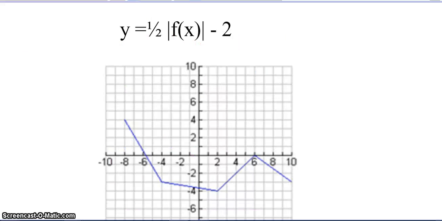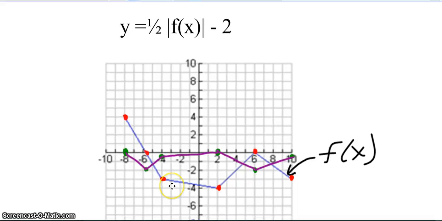Okay, last one. So here I've given you a picture of a function. We'll call this function f of x. So therefore what I want you to do is I want you to find y, which is a transformed version of f of x. So pause the video and go through the transformations and unpause it when you're ready to check your answer. Okay, so what I have in purple here is the correct answer for y.